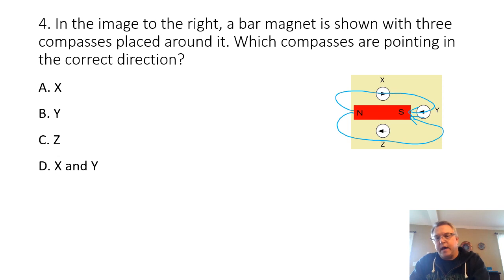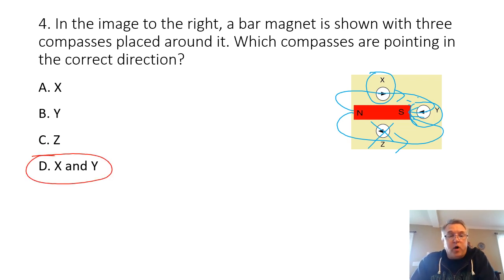So we can see that, and let me just draw a couple more arrowheads so we can just kind of see what's going on here. So we can see that compass X is pointing in the correct direction, I should say. Compass Y is pointing in the correct direction, but compass Z is not pointing in the correct direction. So our answer to this problem is going to be D. X and Y compasses are pointing in the correct direction, but compass Z is not.